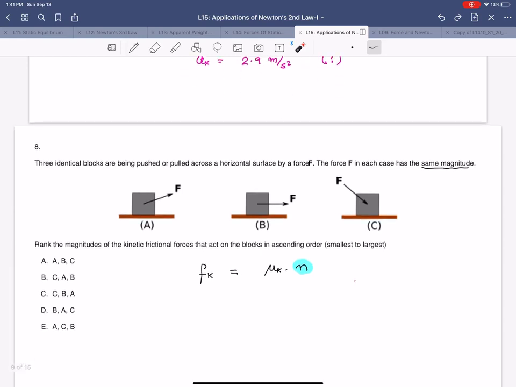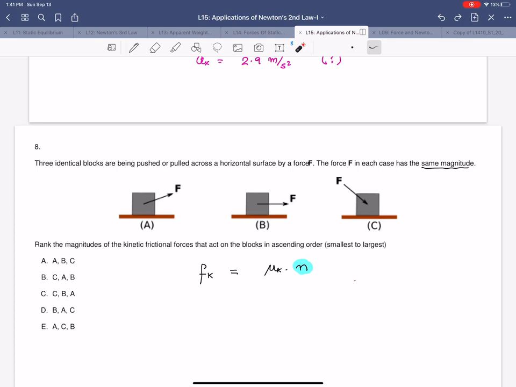Now, this is a question dealing with the force of kinetic friction and the fact that the force of kinetic friction actually depends on the normal force. So you've got three identical blocks being pushed across a horizontal surface by a force F. They're identical blocks on identical surfaces. The force F in each case has the same magnitude. And the question here is to rank the kinetic frictional forces that act on the blocks in ascending order.